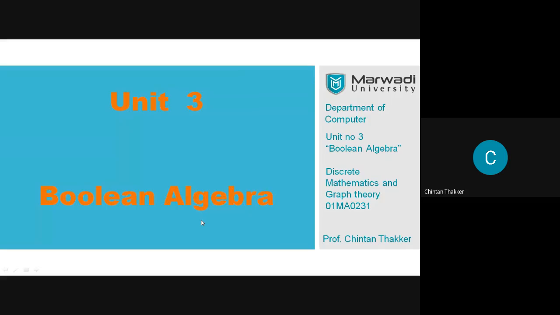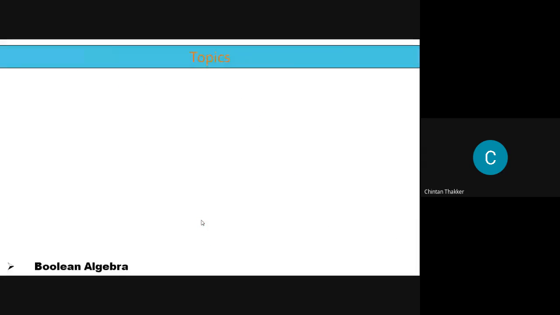To the last unit, unit 3, Boolean algebra. Now, in this unit, we will discuss the first topic, Boolean algebra, the definition of Boolean algebra, and how we can prove the sets, how we can prove the Boolean algebra using the algebraic system, algebraic properties.